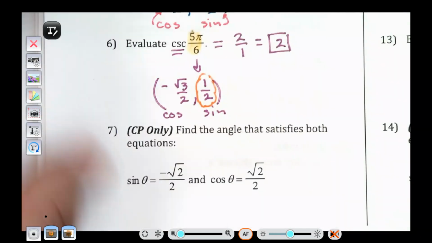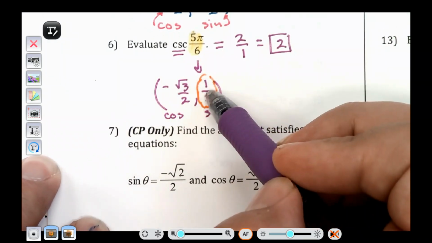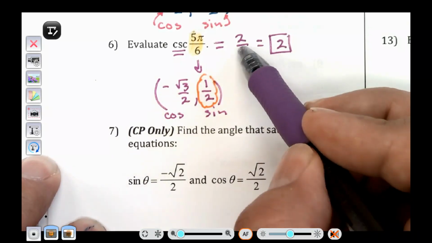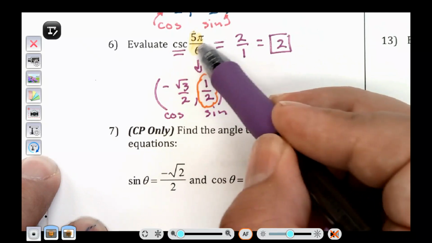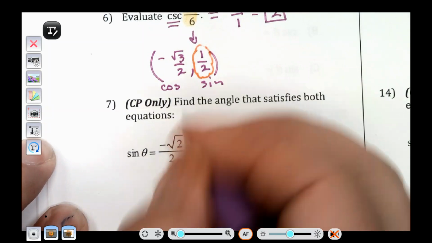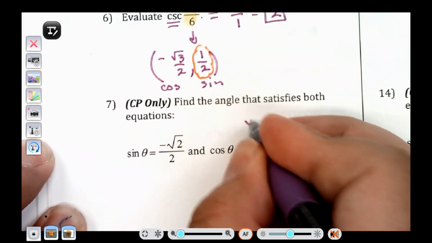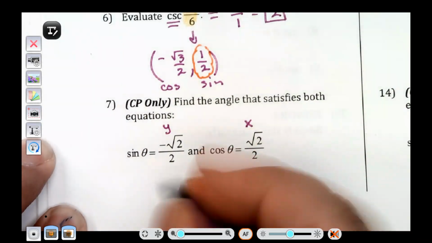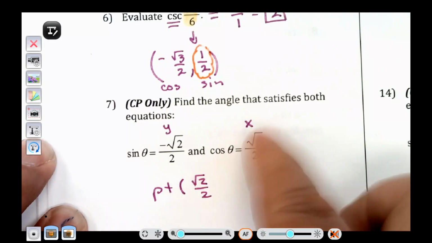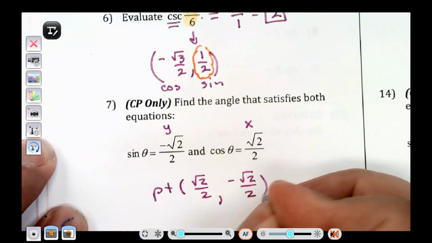See, what I did in the previous problem was I looked at my angle and then I wrote down my point. Once I wrote down my point, I used these values to find the answer to this entire trig question. Well, here it's a little bit different, but that's why I look at your word wall. It's cosine first and then sine. So this is the x, this is your y. Well, let's write it down. It is the point radical 2 over 2, because that's the x, negative radical 2 over 2, that's my y value.